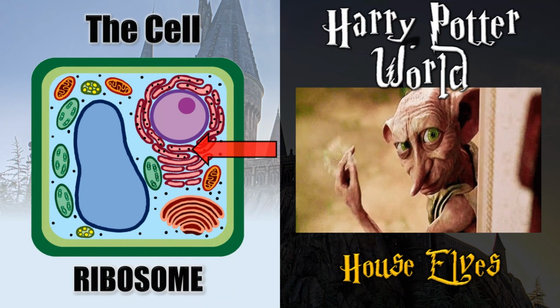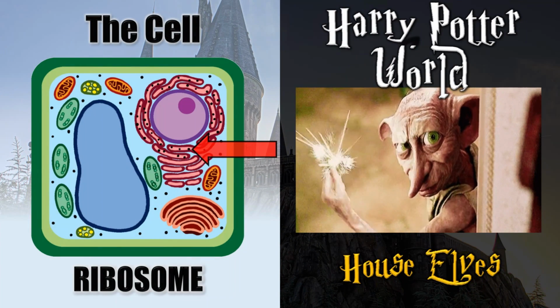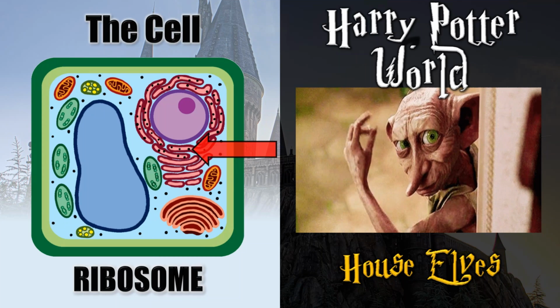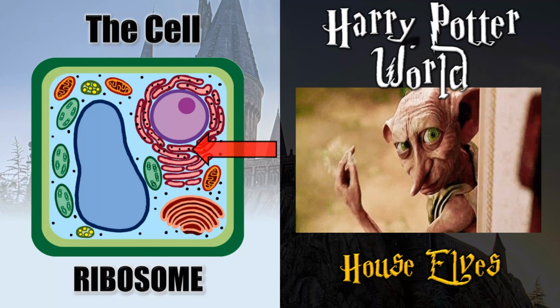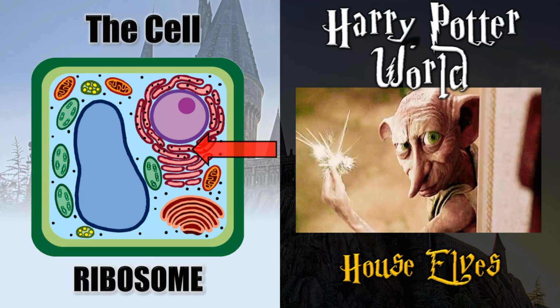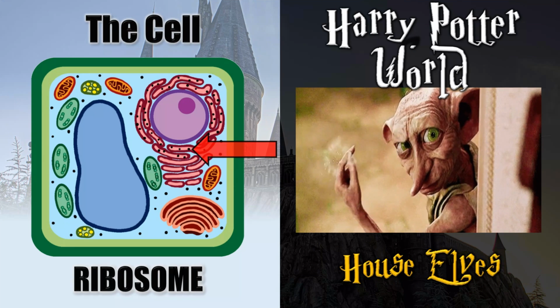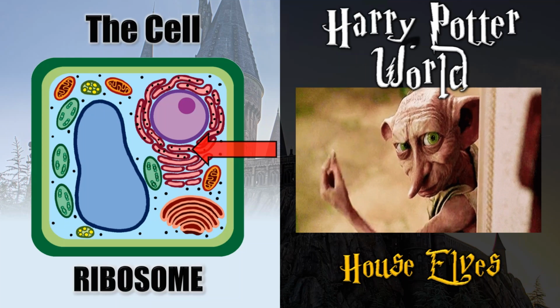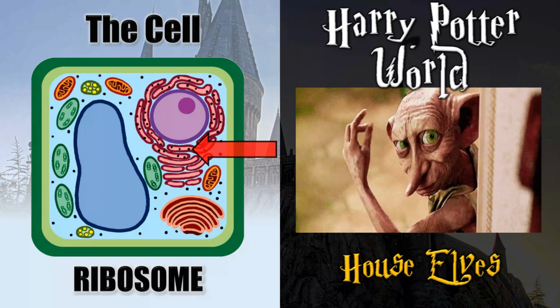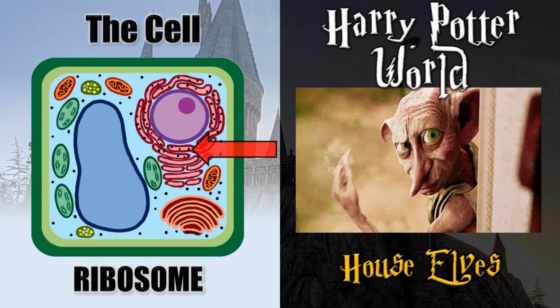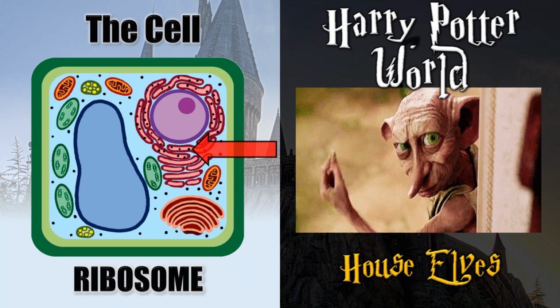And now, if we are to relate the ribosome to the Harry Potter world, it could be the house elves. Example is Dobby. A house elf is a magical being which is immensely devoted and loyal to the one designated as their master. House elves serve wizards and witches and are usually found under the employment of old wizarding families.